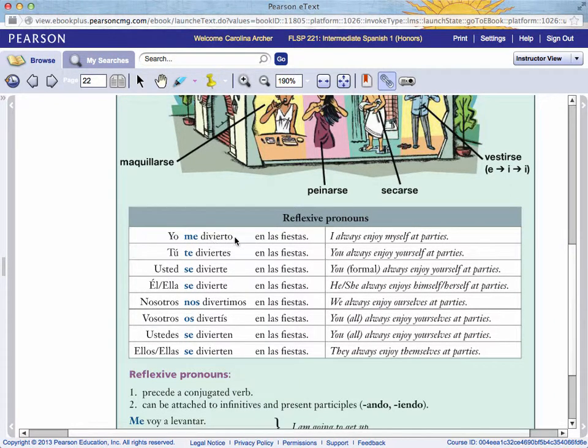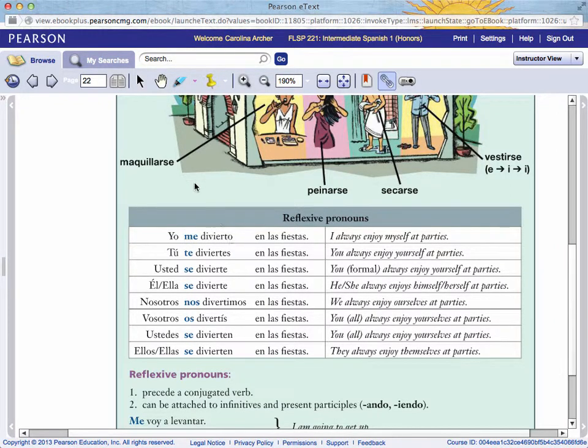And divertirse means to enjoy, okay? I always enjoy myself at parties. We usually don't say it that way. We say we have fun. I always have fun at a party. Okay, that's what me divierto means.